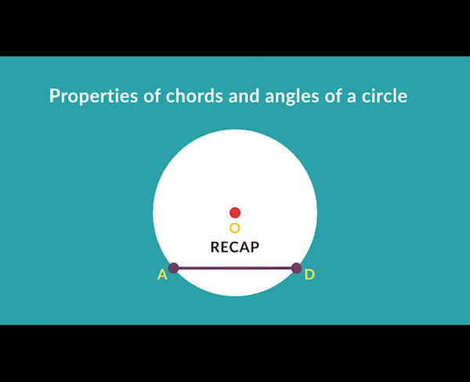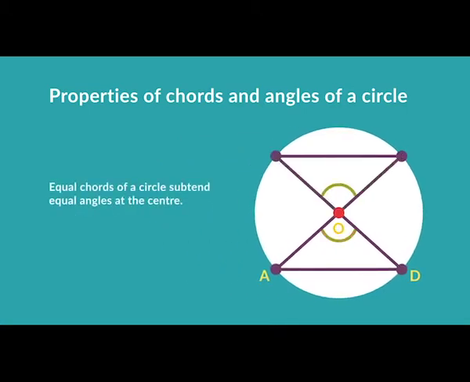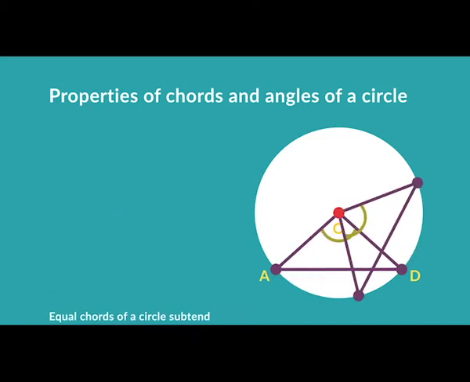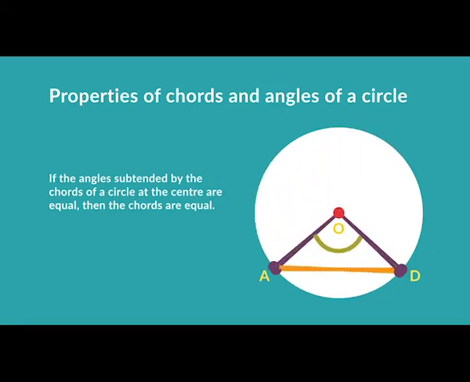We're going to cover some circle theorems in the next few minutes, but first, a quick recap. A subtended angle is the angle made by a line, arc, or object. Equal chords of a circle subtend equal angles at the center. Therefore, if the angles subtended by the chords of a circle at the center are equal, then the chords are equal.